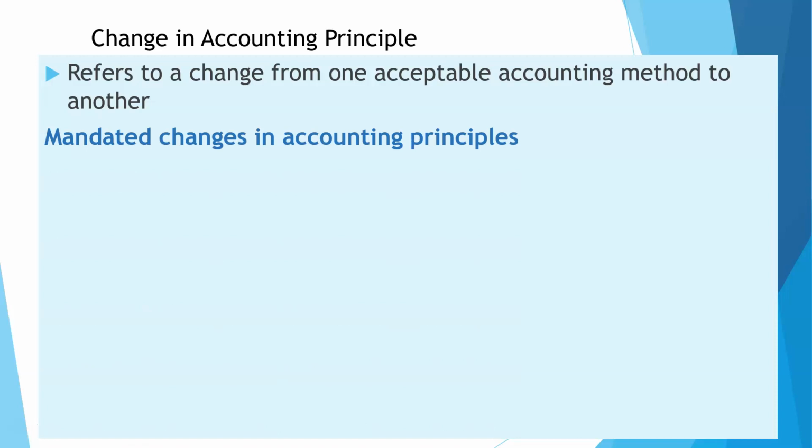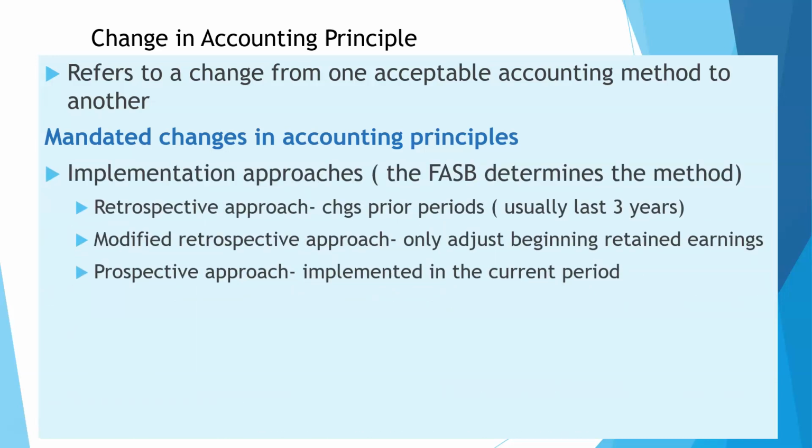If they're mandated changes in accounting principles, usually from the FASB, there are 3 approaches and they decide. Retrospective means you've got to change prior periods, usually the last 3 years, because that's what shows up on the financial statements. The modified retrospective approach means that you only have to adjust beginning retained earnings of the current year. And prospective approach is we only go forward and it's only implemented in the current year.